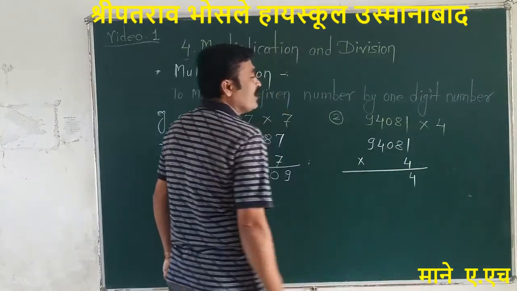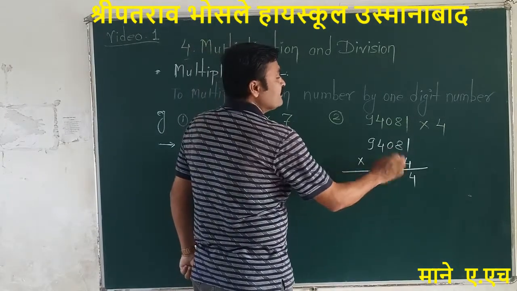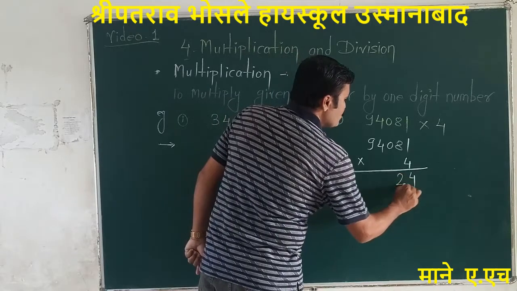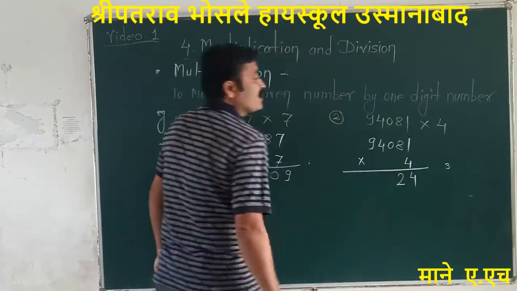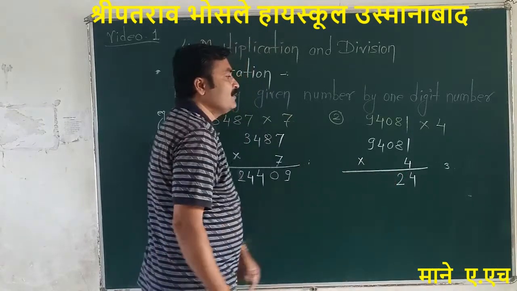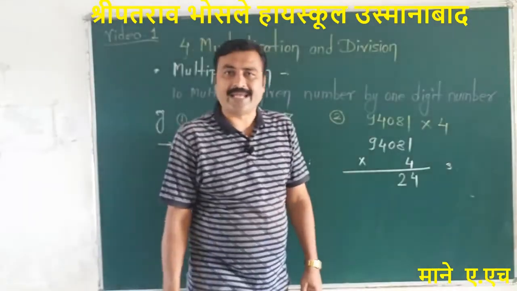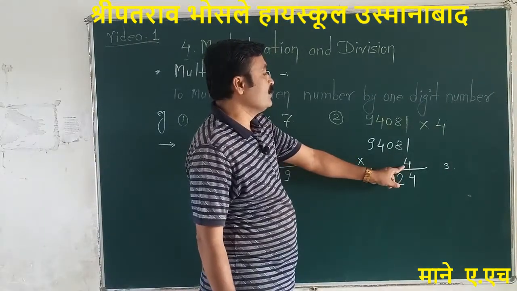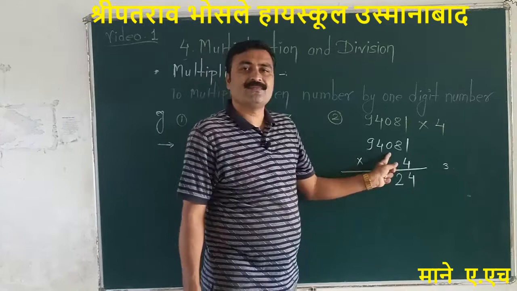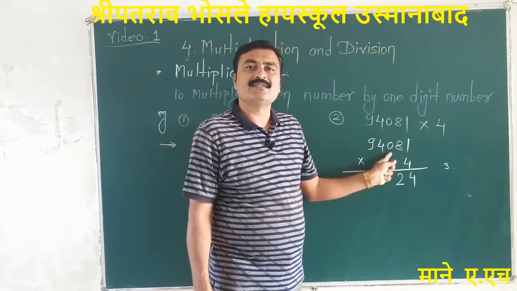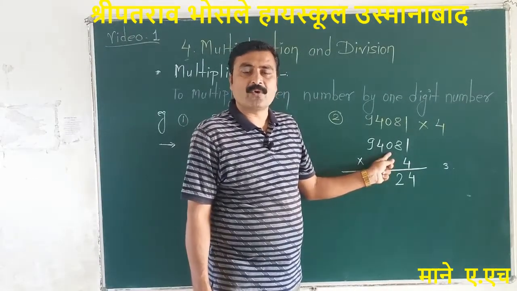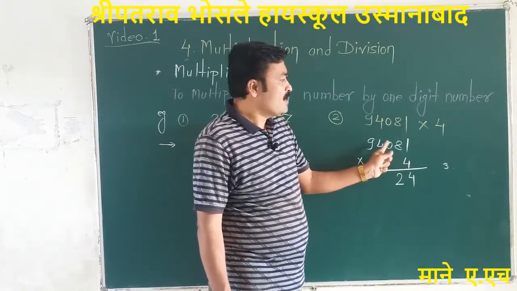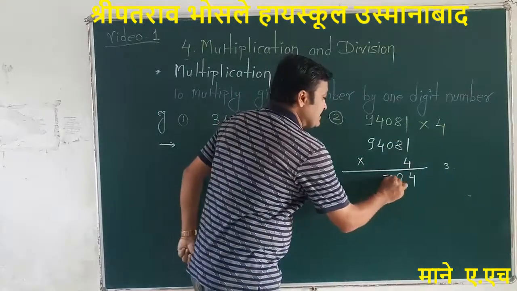Now let's proceed to the next multiplication. 4 into 8, that means 4 eights are 32. While writing 32, we write 2 here, and this 3 I am taking outside as its carry. Thereafter the next multiplication, 4 into 0, that is 0. The basic concept we learned is that when any number is multiplied by 0, the product is always 0. So 4 into 0 is 0. 0 plus 3 is 3.